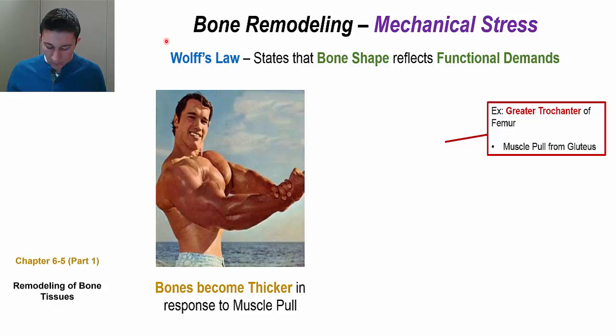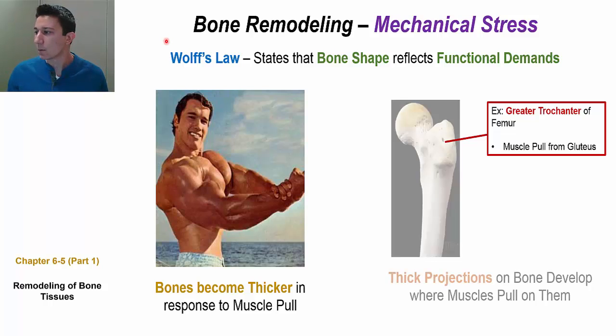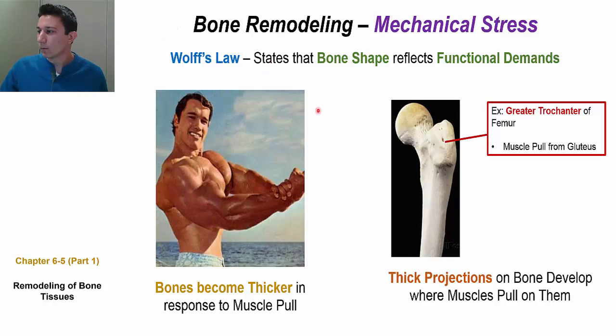As an example, the bones of weightlifters are much thicker and denser because as muscle mass is increased, muscle force is also increased, so those much stronger muscles are exerting much stronger pulling forces on our bones, and so our bones become thicker in response in order to better withstand those stresses. This is exemplified by very thick bony projections that develop on bones as muscles pull on them.